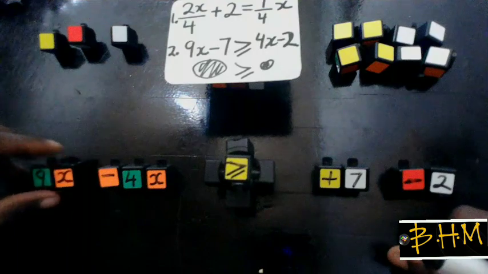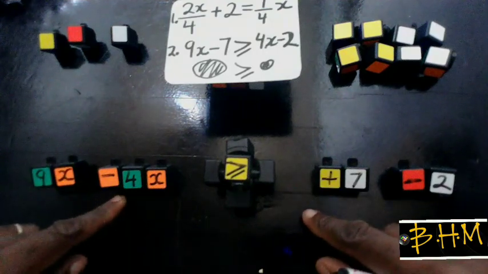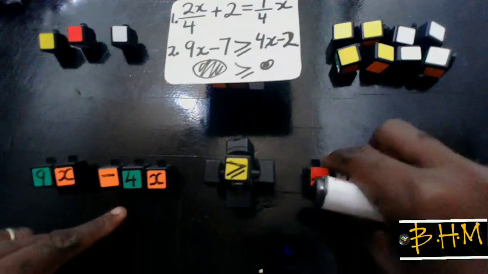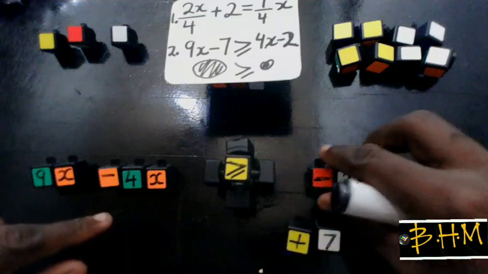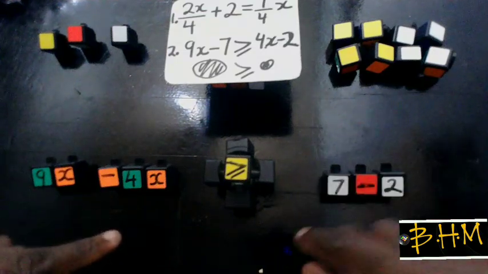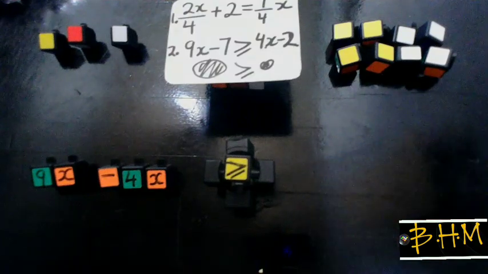So as you can see, we have 9x minus 4x. Then right now, the negative 7 came to be positive here. Well, of course, we can add it onto this too, to make it negative 2 plus 7. Then we can also reverse it and make it 7 minus 2, and ignore this for now. So the answer to 7 minus 2 will be 5.